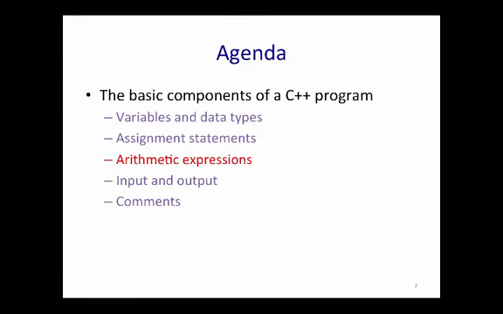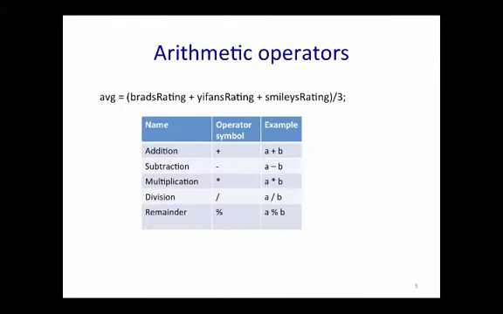We're going to start with arithmetic expressions. And C++ supports all the arithmetic expressions that you're familiar with. Please note that multiplication uses an asterisk rather than an x, and that's because the C++ compiler is going to interpret an x as a variable name, not as multiplication. So please get used to using an asterisk to do multiplication.